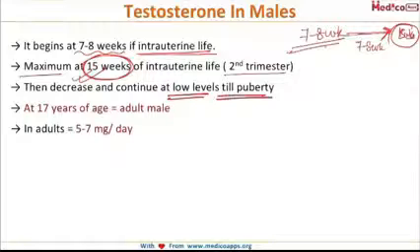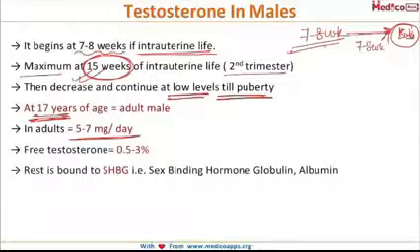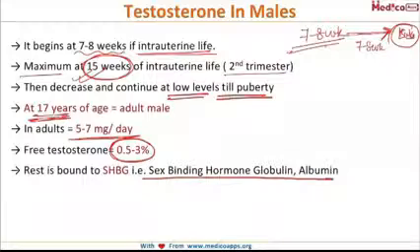Now when does the secretion of testosterone become equivalent to that of an adult male? It is at 17 years of age. And what is this value? It is 5 to 7 milligram per day. Now out of this 5 to 7 milligram, only 0.5 to 3% is free testosterone, and the rest is bound to sex hormone binding globulin and albumin.